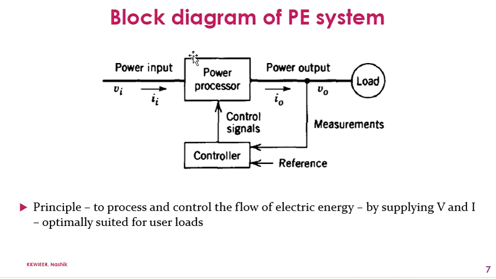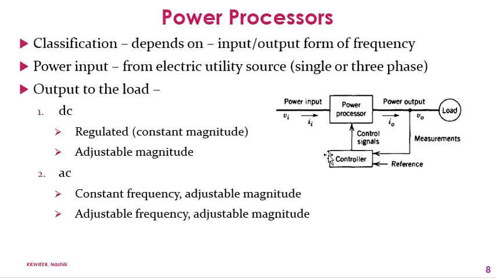Now we will see what these power processors are. The classification of this power processor depends on the input or output form of the frequency. In most electronic systems, the input is in the form of an electric utility source. Depending on the application, the output to the load may have any of the following forms.